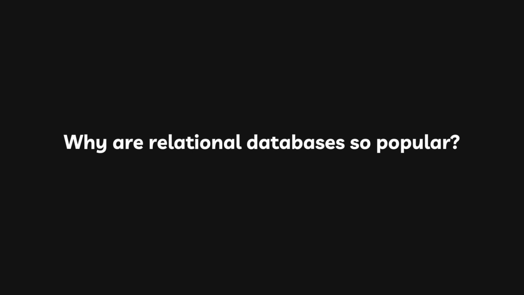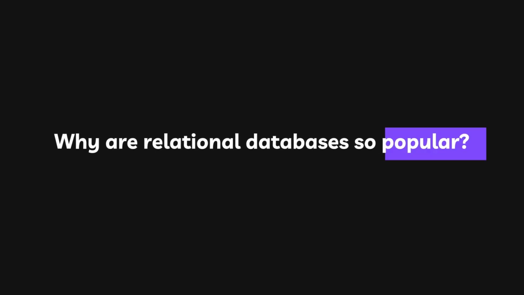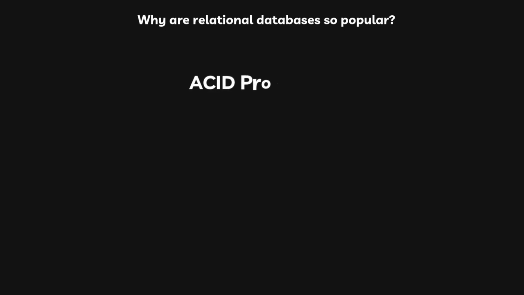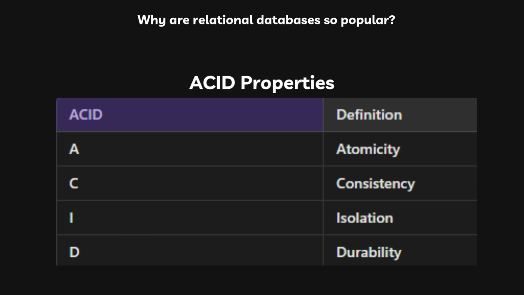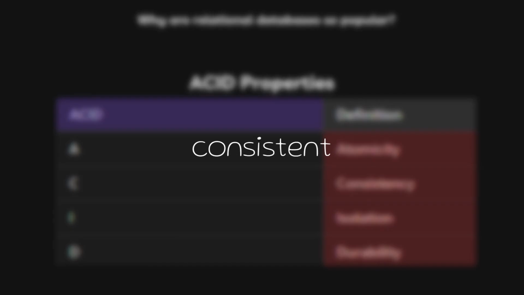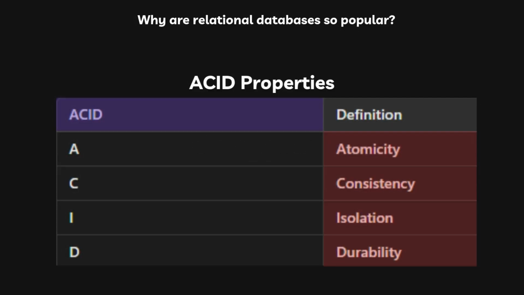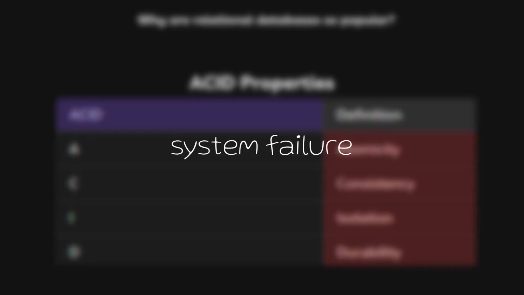Now, why are relational databases so popular? Well, simply because of their ACID properties. This is a big deal for relational databases. ACID stands for atomicity, consistency, isolation, and durability. Basically, it ensures that your data stays accurate, consistent, and safe even if something goes wrong, like a system crash.